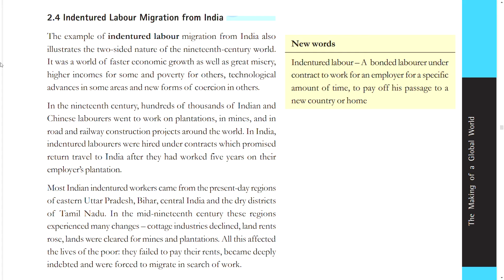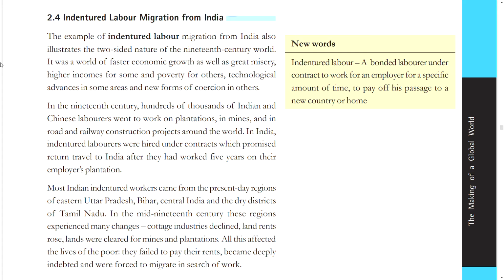It was a world of faster economic growth as well as great misery. Higher incomes for some and poverty for others. Technological advances in some areas and new forms of coercion in others. In the 19th century, hundreds of thousands of Indian and Chinese laborers went to work on plantations, in mines, and in road and railway construction projects around the world.